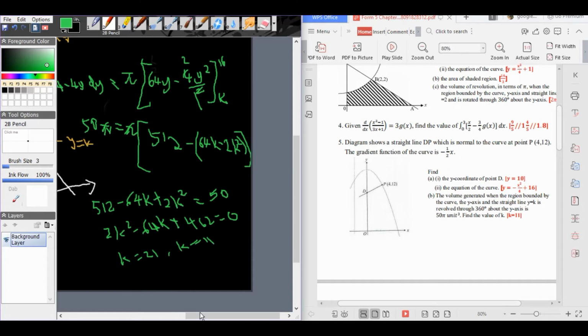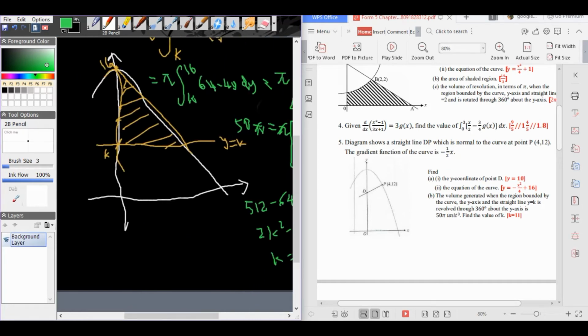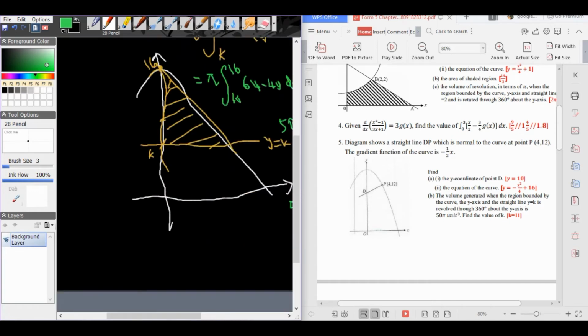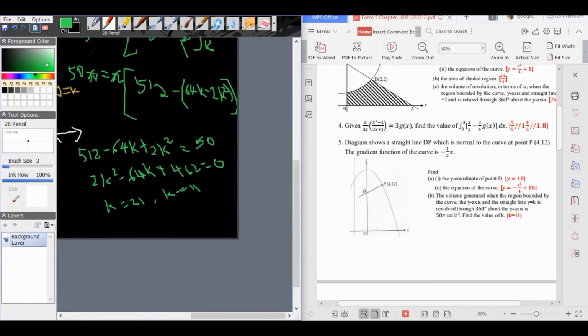So which one is the correct answer? So the highest point here is 16. So k cannot be equal to 21. Then this will be out of the range. So k equals to 21 is rejected because this is out of the range. So the value of k must be 11.